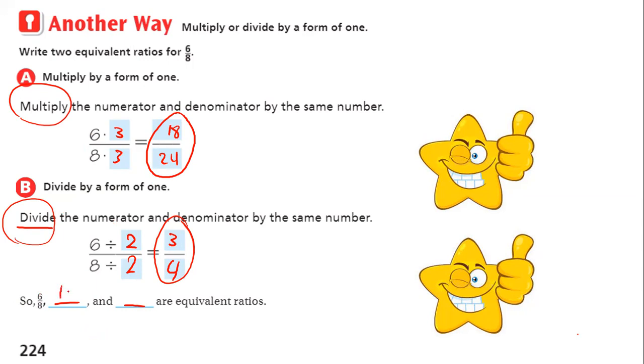18 and 24, and 3 and 4. So all of them are what? Read this. Are equivalent ratios. Say ratios, Ahmed. Ratios. Please, guys, write the answer.